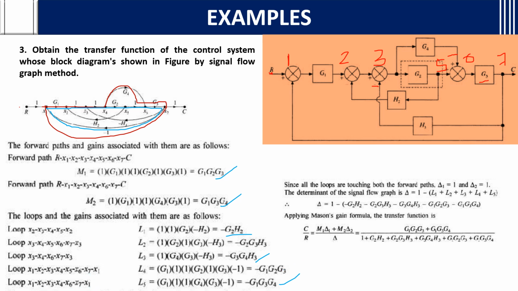Anyways, after writing that, if you see, no loops are non-touching. All loops are touching. Since all loops are touching, for both forward paths, delta 1 and delta 2 will be 1. So the determinant of the signal flow graph, delta, equals 1 minus the sum of all loops L1, L2, L3, L4. You will get delta. You know M1 delta 1, M2 delta 2. You will put all the values in the equation and you will get the final transfer function.